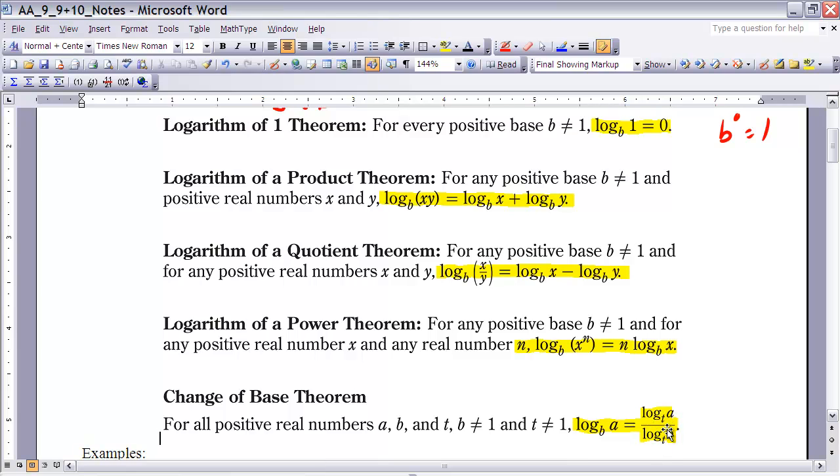What that allows us to do is change the base to one of our normal ones that we have a key on our calculator for. Now our calculators are pretty well set up, so we don't have to use the change of base theorem as much as we used to with previous calculators, but it allows us to change the base to anything when we're looking at logs.